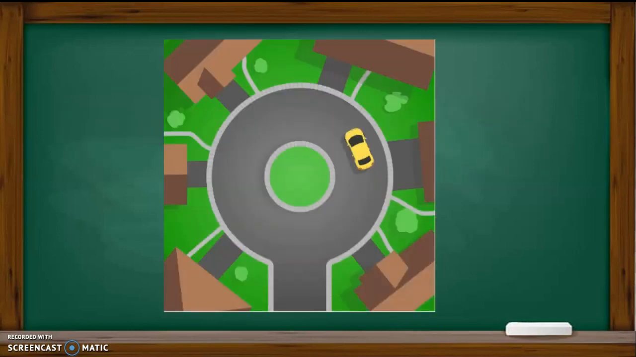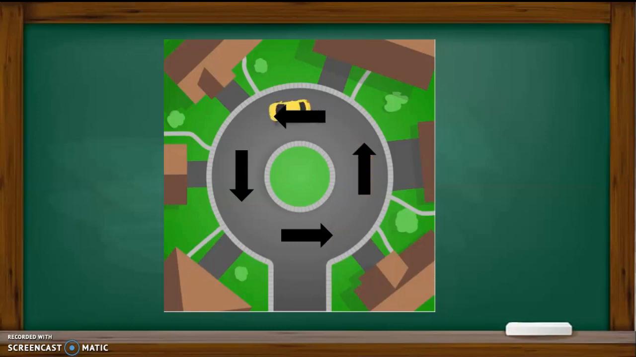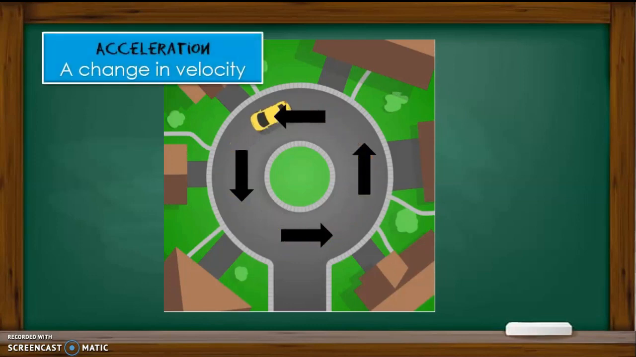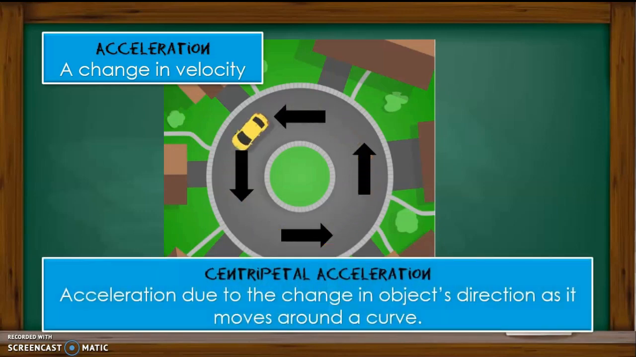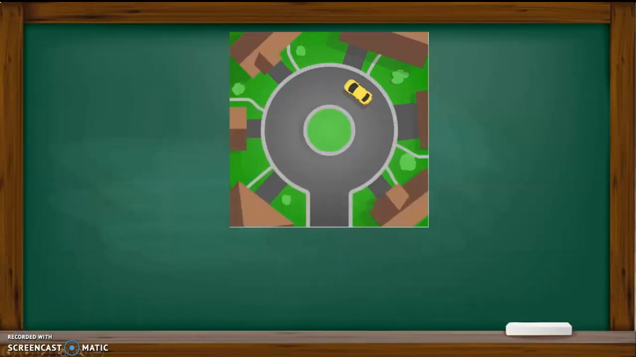For example, consider the car in the graphic on the screen. Even as it moves around a curve at a constant speed, its velocity constantly changes as its direction changes. A change in velocity is called acceleration, and the acceleration of a car due to its change in direction as it moves around a curve is called centripetal acceleration. Although the car moves at a constant speed as it moves around the curve, it is accelerating.